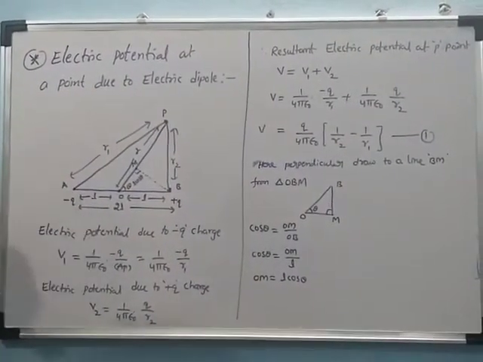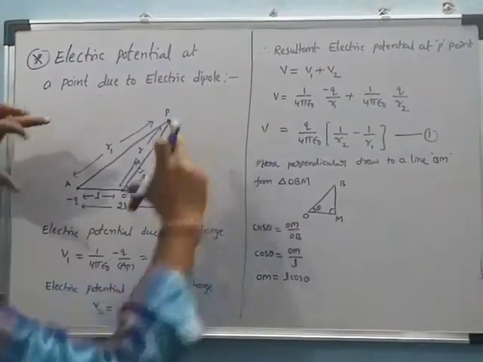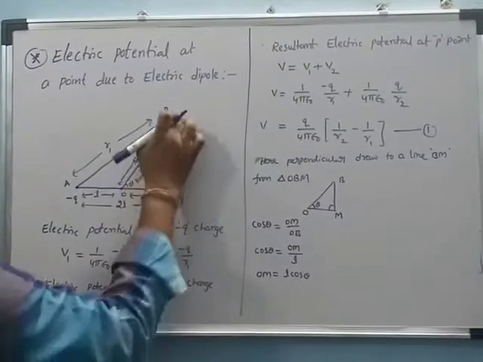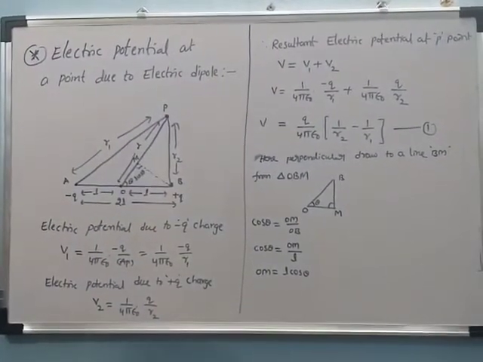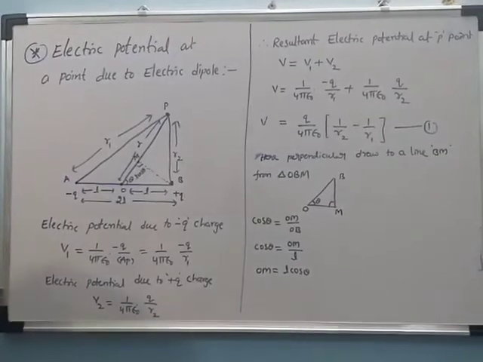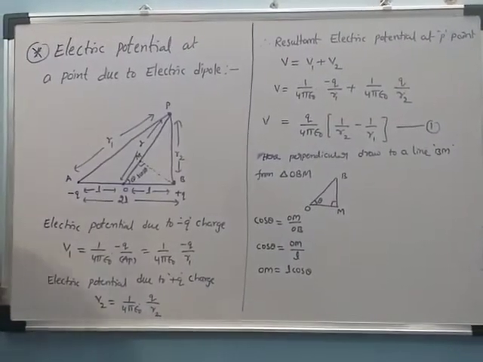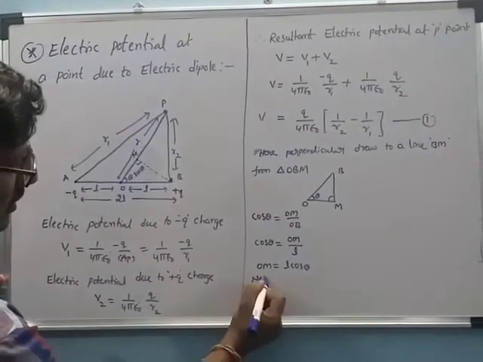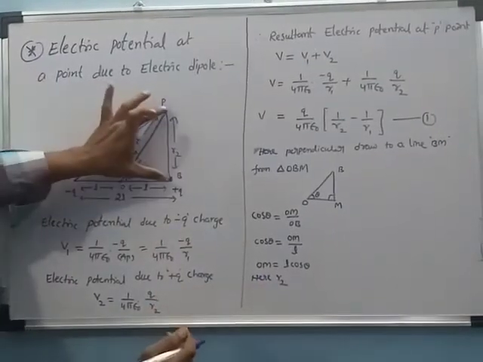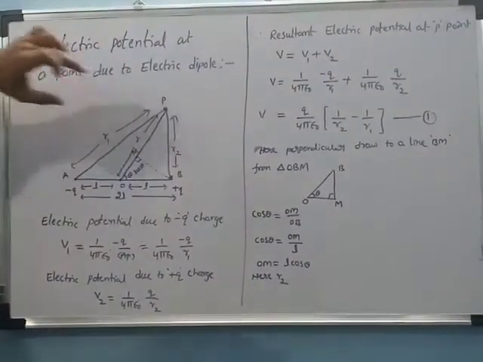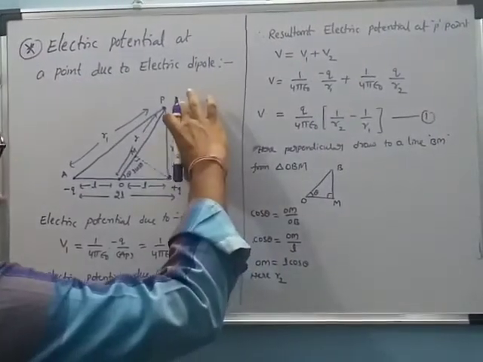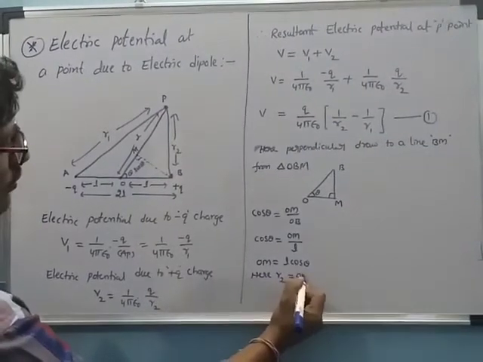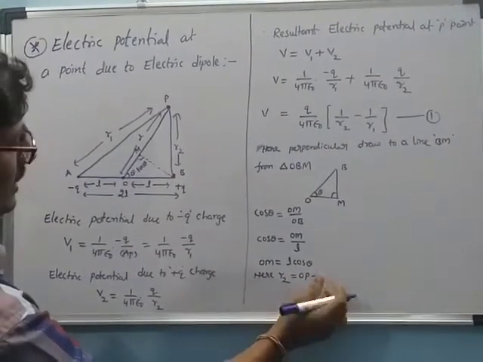Then we can find out R2. R2 is nothing but the total distance. Now M to P is equal to B to P, both are the same. So M to P is nothing but B to P. Here R2 is equal to B to P, which is equal to M to P. The total distance is OP minus OM.